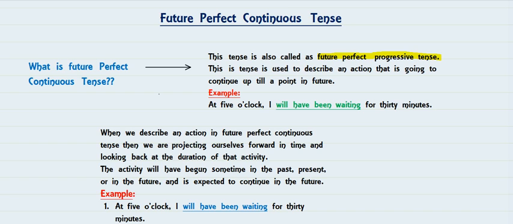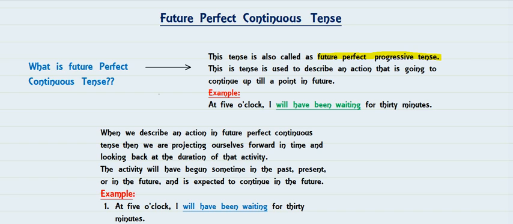So moving further, let's see what is the future perfect continuous tense. The very first thing is that this tense is also called future perfect progressive tense. This is something which I've told you earlier also, that the continuous form of a tense is also known as a progressive tense. So do keep this in mind because at times you might see the word progressive written in place of continuous. So don't get confused.